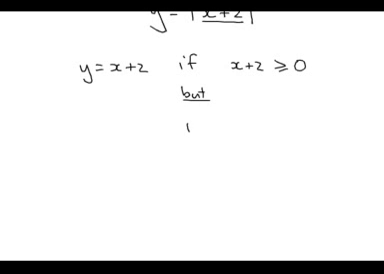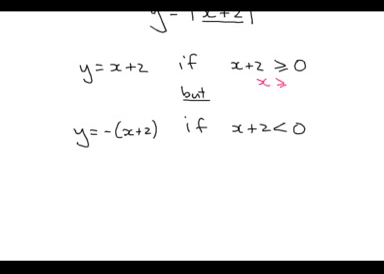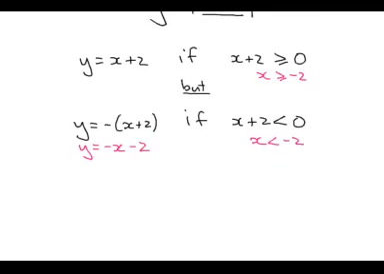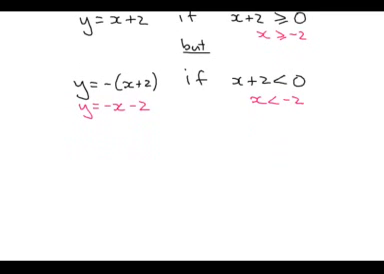But if x plus 2 is smaller than 0, then we will have y is equal to minus (x plus 2). Happy with that? Yeah. Okay, so that will give us x is bigger than or equal to minus 2. That will give us x is smaller than minus 2, and that will give us y is equal to minus x minus 2. Happy? Yeah.